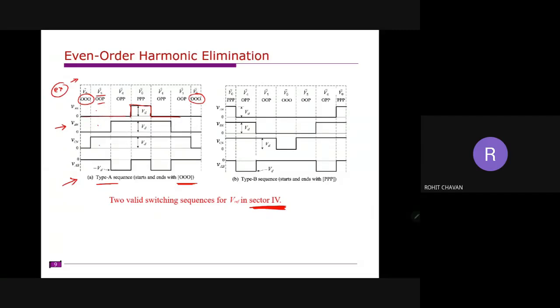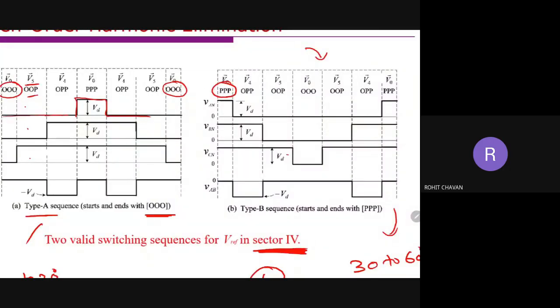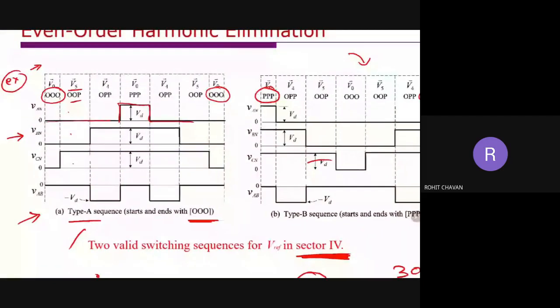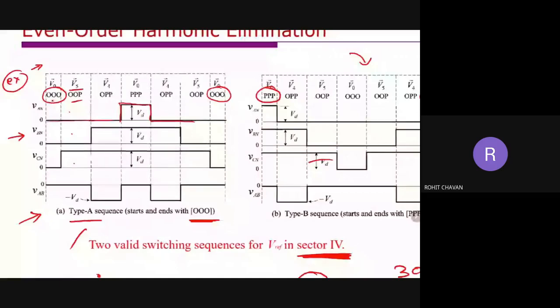And this is type B, for the rest of 30 to 60 degrees in this sector 4. This example is for sector 4. Here it starts with PPP and ends with PPP, the same thing. If you notice, the normal one starts with 000, right? So from 000 we have two options.